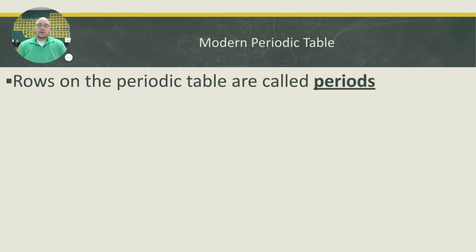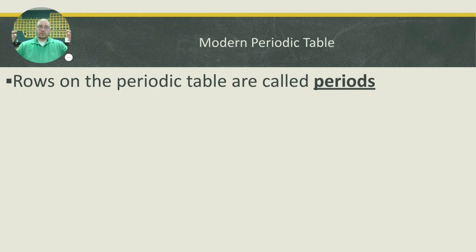All right, so let's talk about some definitions here. We talked about the groups. The columns are the groups or families. Rows are the horizontal ones. Rows are called periods, all right? So you have one period, and then you go to the next row, and that's a new period. If you go across the periodic table, you've done all the properties. You go down to the next row, and those properties repeat themselves.